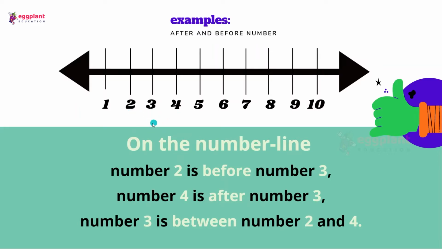Again, I will tell you. Number 2 is before number 3. Actually the number 3 is the given number. You can say it like this also: number 2 is before number 3 and number 4 is after number 3. And number 3 is between number 2 and 4. Okay?